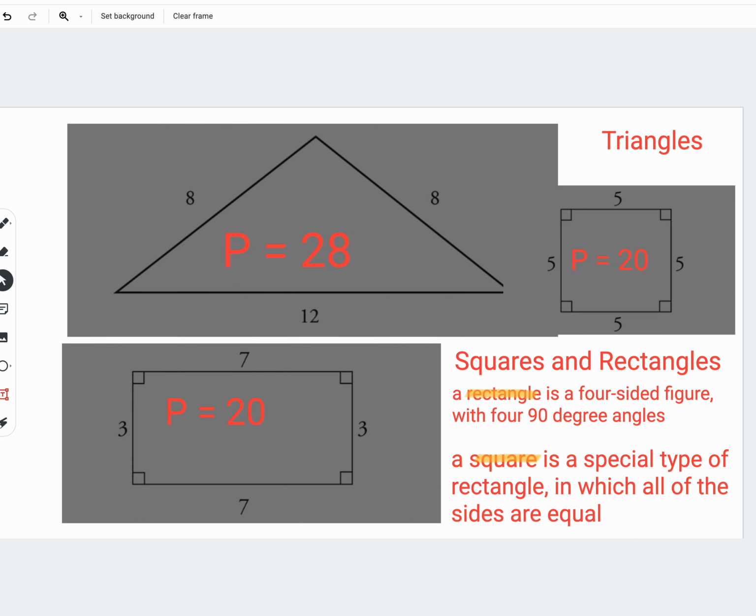Let's remember with squares that because all sides of a square are equal, we can find the length of a side simply by dividing its perimeter by 4. For example, here, if the perimeter is 20, we can divide 20 by 4 to find that all of the equal sides of a square would be 5 with this square.